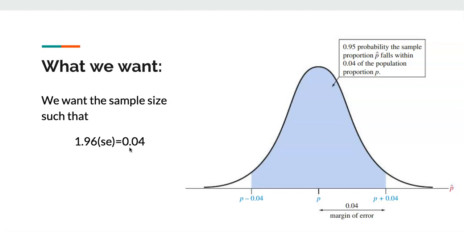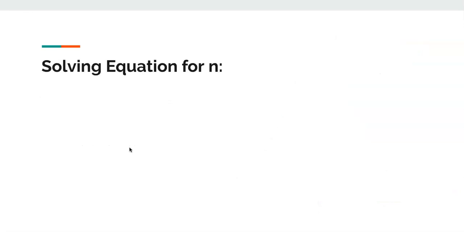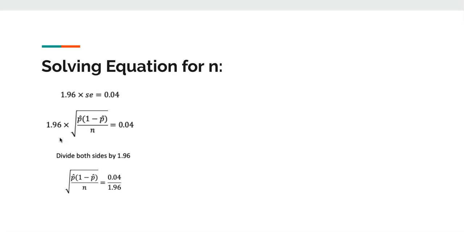So we're going to set it up. We're going to solve an equation. We first have to set it up as 1.96 times standard error equals 0.04. Now plug in that big formula for standard error. Remember this p-hat formula that we used in 8.2: 1.96 times the square root of p-hat times 1 minus p-hat, divided by n. We want that to be equal to 0.04, right? Now, I'm going to solve this for n, and n is in here. I'm going to first get rid of this 1.96. That's multiplying, so we're going to divide both sides by 1.96.